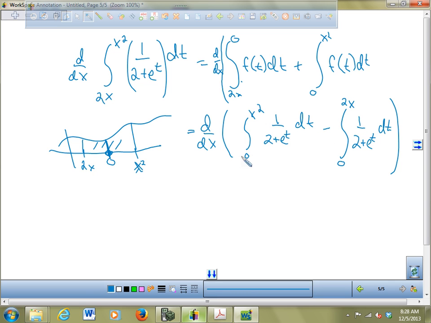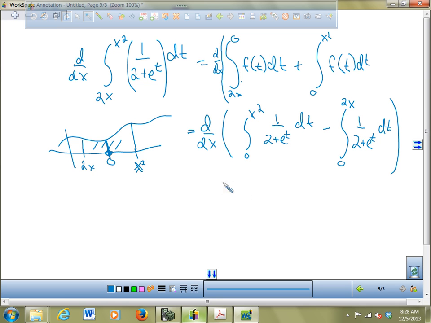So notice this is 0. This could have been a 5, right? It could have been a 10. It doesn't matter what's on the bottom, because when I take the antiderivative and then take the derivative, the constant part is going to disappear, right? So I don't have to worry about that.